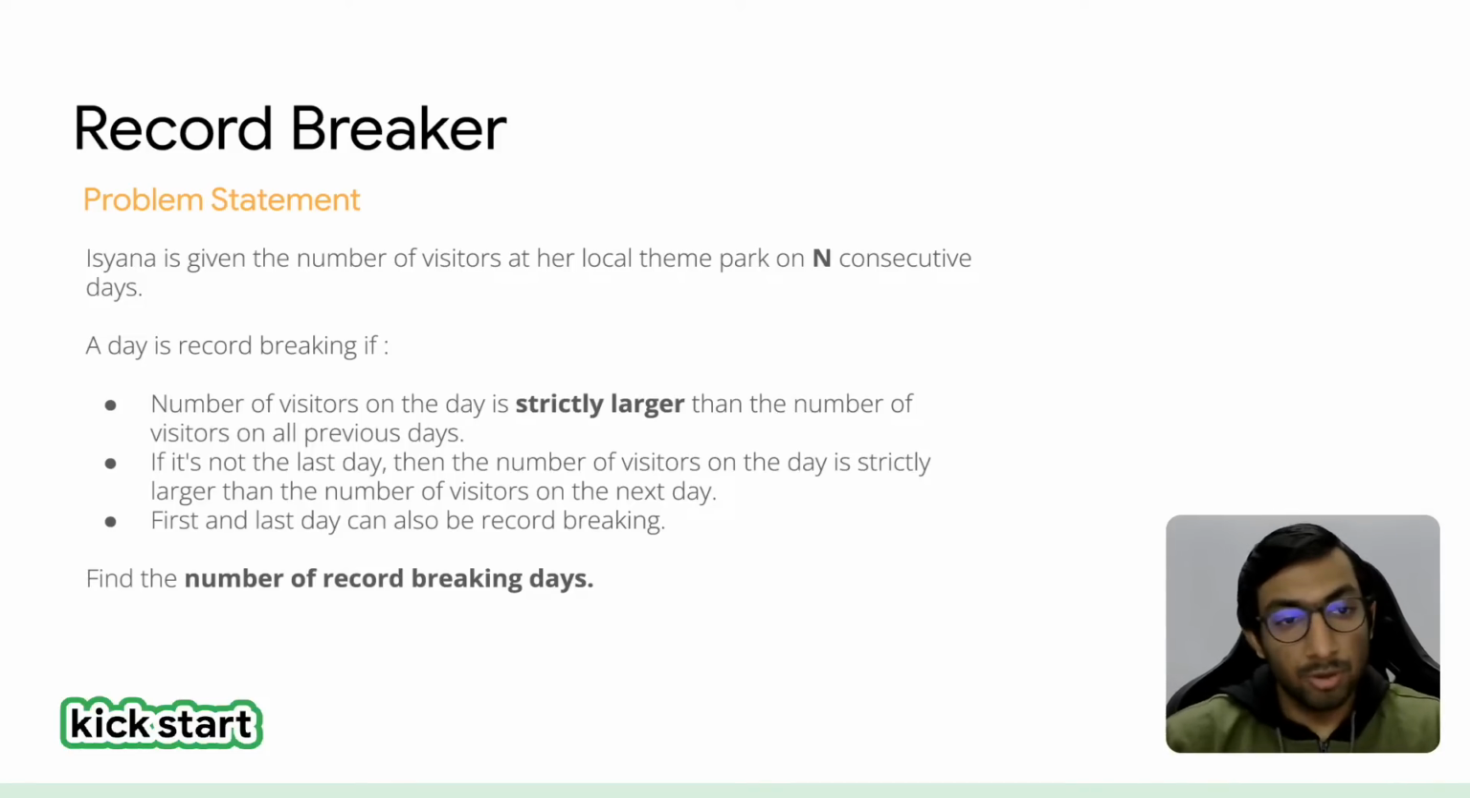Isyana is given the number of visitors at her local theme park on consecutive days. A day is record breaking if the number of visitors is strictly larger than the number of visitors on all previous days. If it's not the last day, then the number of visitors on the day is also strictly greater than the number of visitors on the next day. First and last days can also be record breaking. Now we need to find the number of record breaking days.